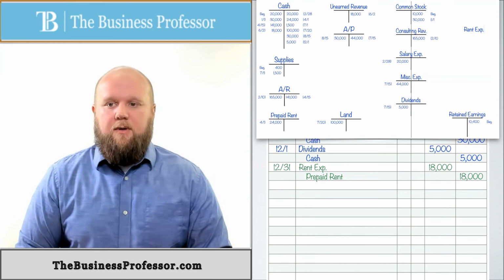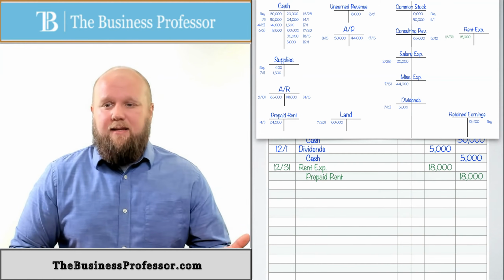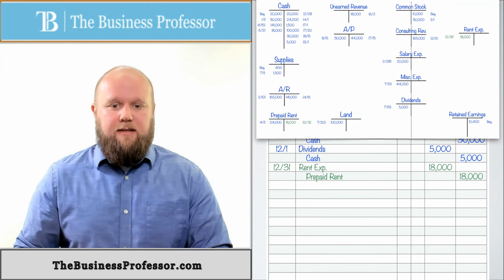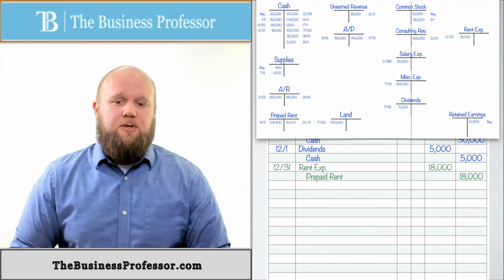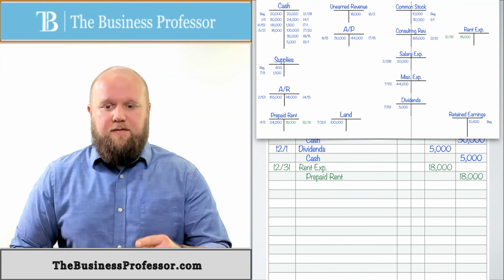I'm going to go ahead and put these into our T-tables. I need to add T-tables for it. So it's going to be $18,000 on the debit side for rent expense. I'm also going to put in $18,000 on the credit side for prepaid rent. That is our journal entry for this one. Now that's one type of deferred expense.